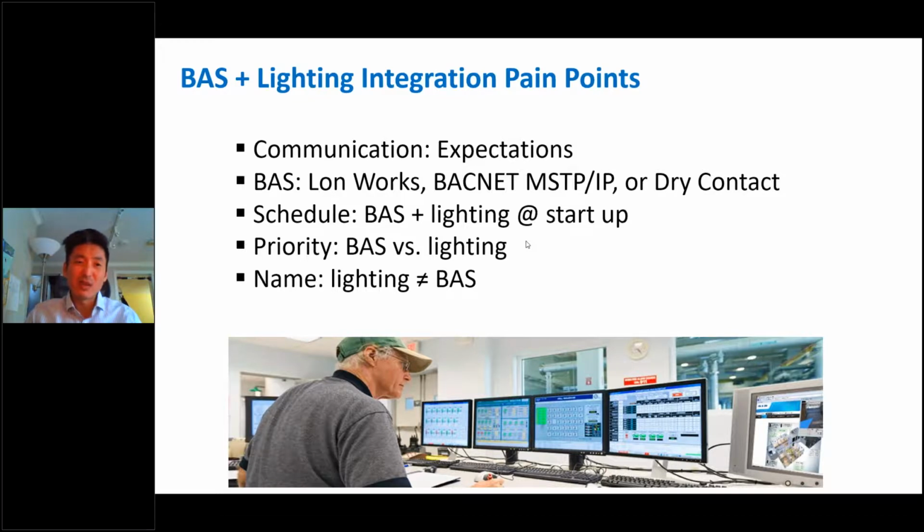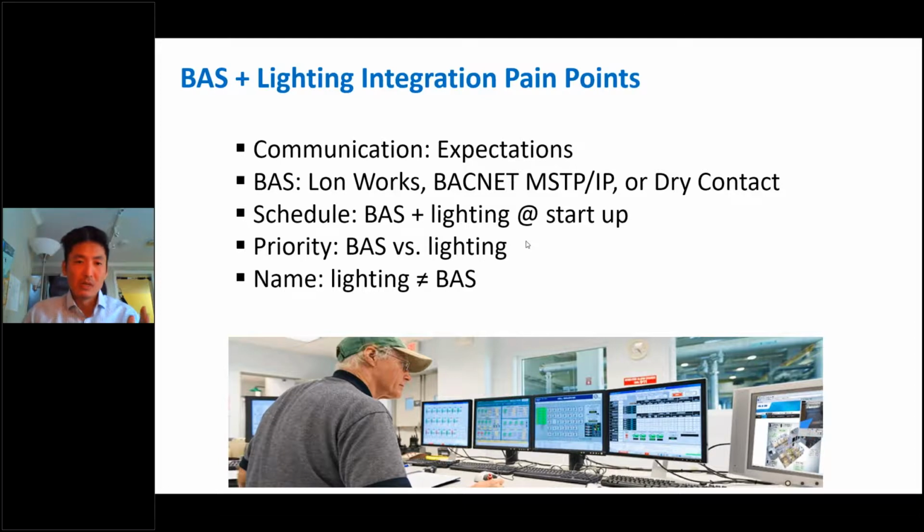There are also a bunch of different languages from the BMS side, and it's the same thing on the lighting side. Whereas LonWorks and BACnet may be more widely used on the BMS side, on the lighting side there's a lot of proprietary software and communication that happens, and so integrating that is also a challenge because of the different languages.